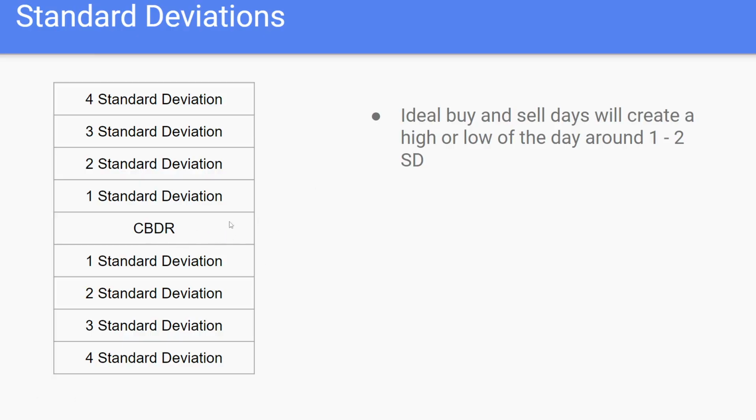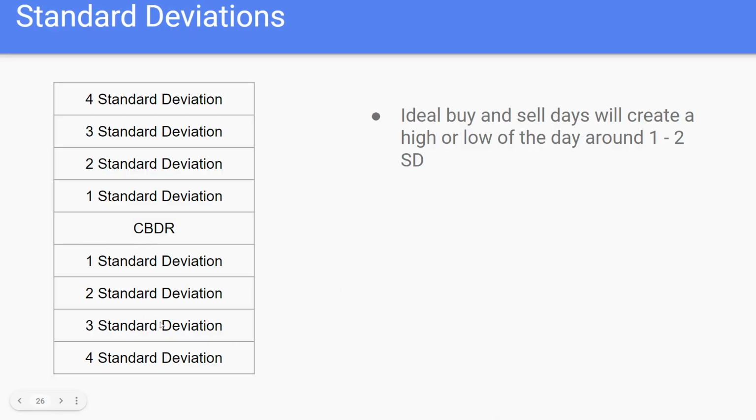Vice versa, if we're looking for buys, you want the central bank dealers range to form, and then you want price to come lower around the 2 standard deviation mark, where you can potentially see price reverse and give you a buy model to push price higher, either in the London session or in the New York session.